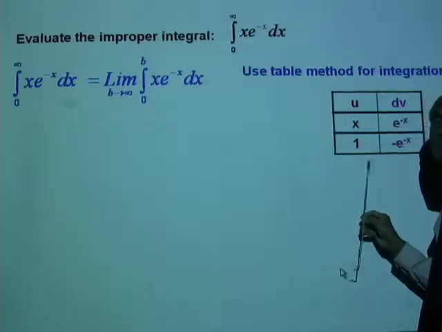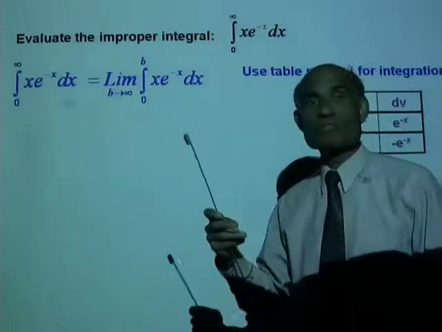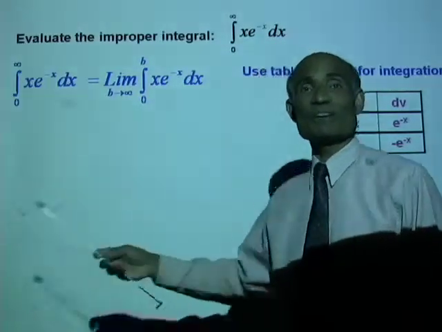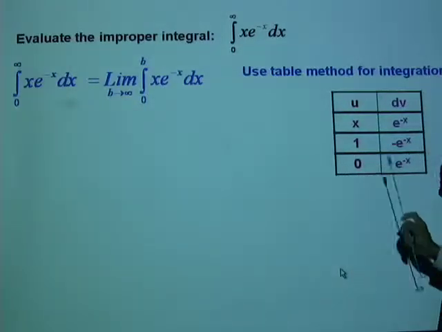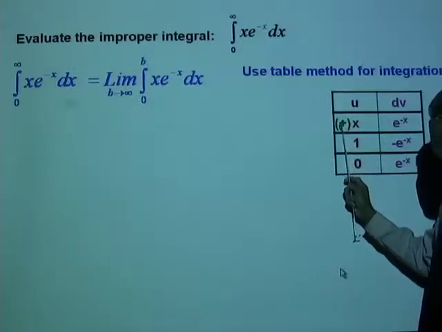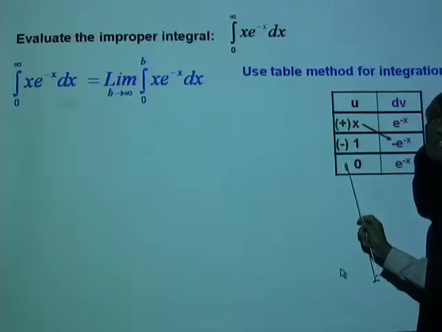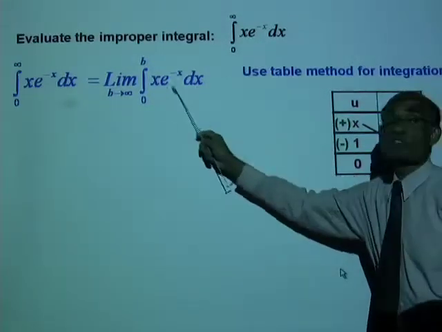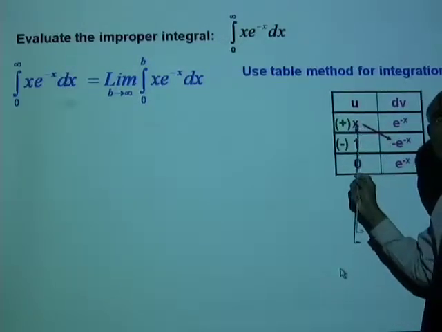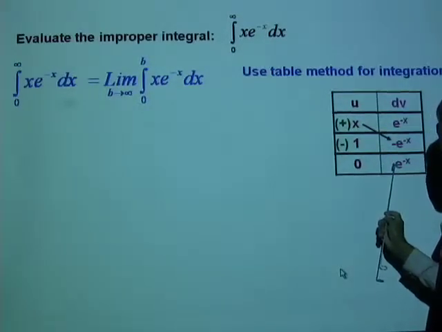Derivative of 1 is 0, and the integral of negative e to the negative x is positive e to the negative x. So you have 0 and e to the negative x. Now we stop there and we can pick our answers by assigning these signs: positive, negative, positive. We don't need anything for the 0. So in that integral, what's the first term? Negative x e to the negative x is the first term, minus e to the negative x is the second term.